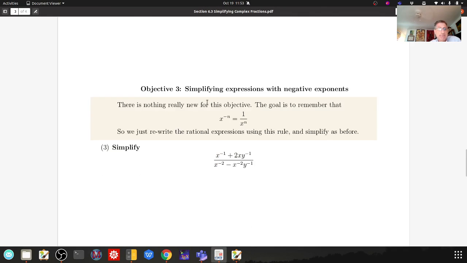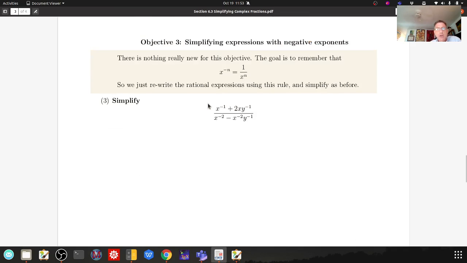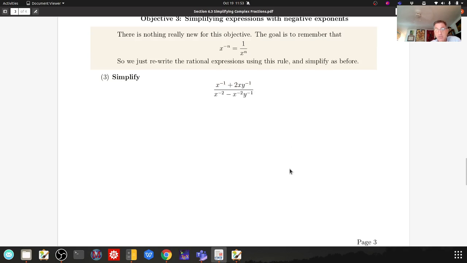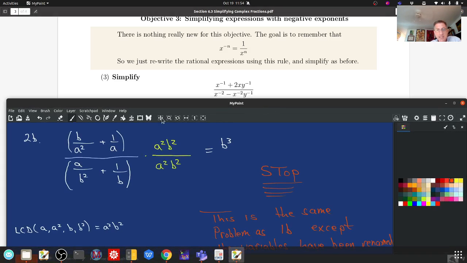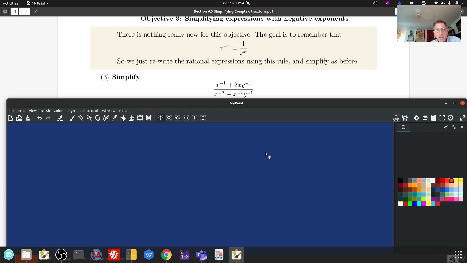I don't know why I have two there that are just the same. So simplify expressions with negative exponents. There's nothing really new for this objective. We just use the fact that x to the minus n is equal to 1 over x to the n. It looks really nasty. When I say that, there's nothing really nasty about mathematics. It just means it looks different, and it's so odd looking that it seems as if it would be really complicated. But it's not. It may be surprisingly easy, as a matter of fact.